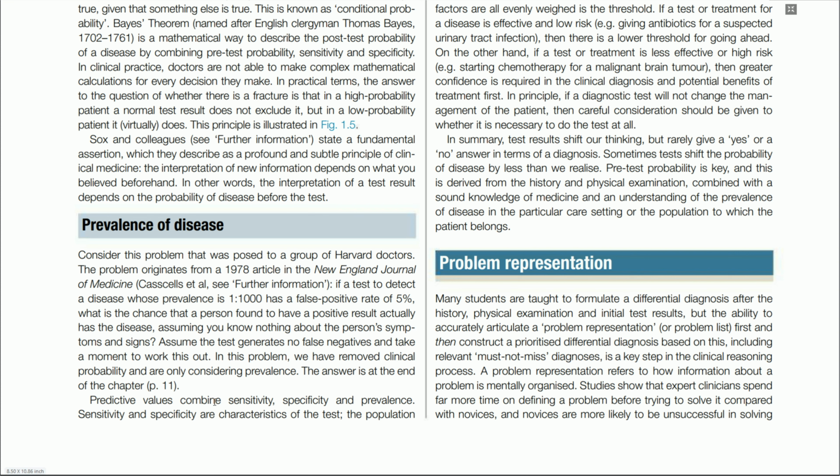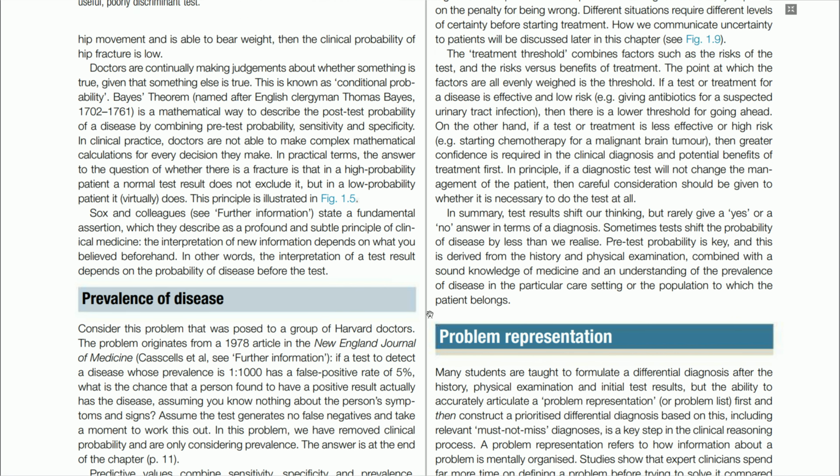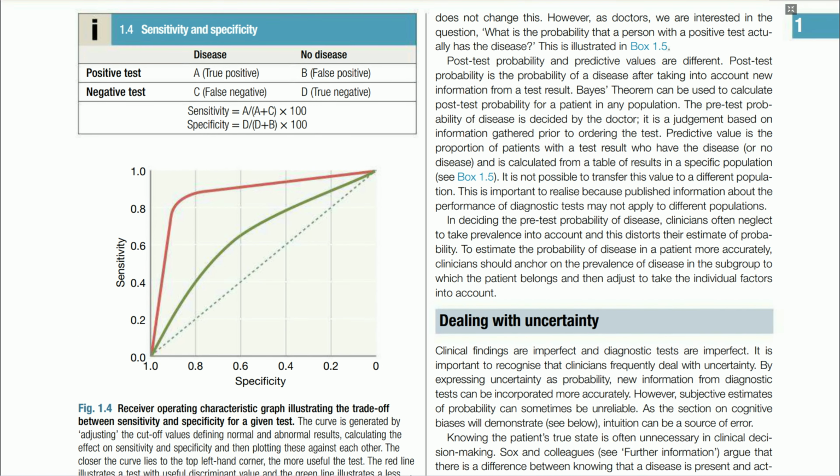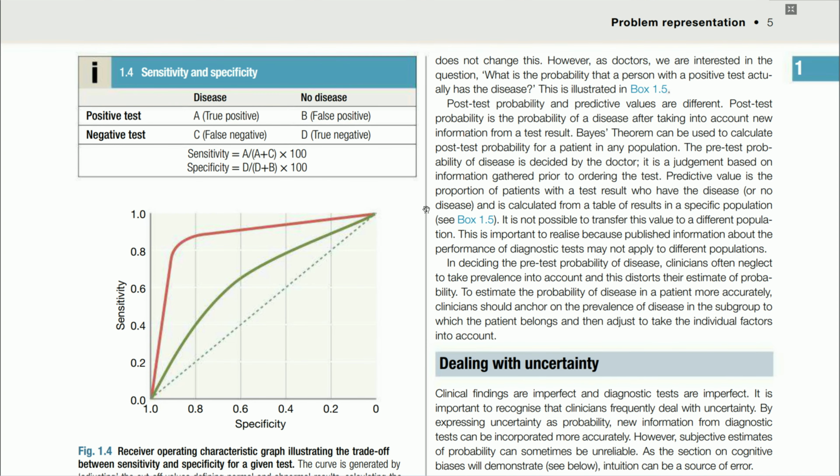Predictive values combine sensitivity, specificity, and prevalence. Sensitivity and specificity are characteristics of the test. The population does not change this. However, as doctors, we are interested in the question, what is the probability that a person with a positive test actually has the disease? This is illustrated in box 1.5.